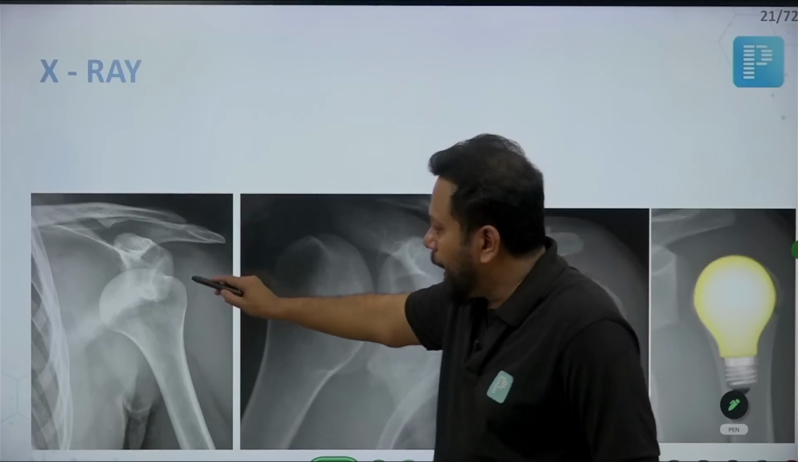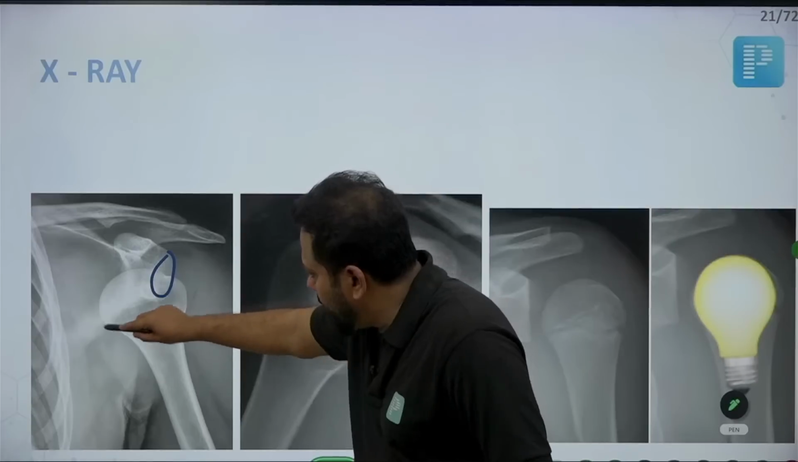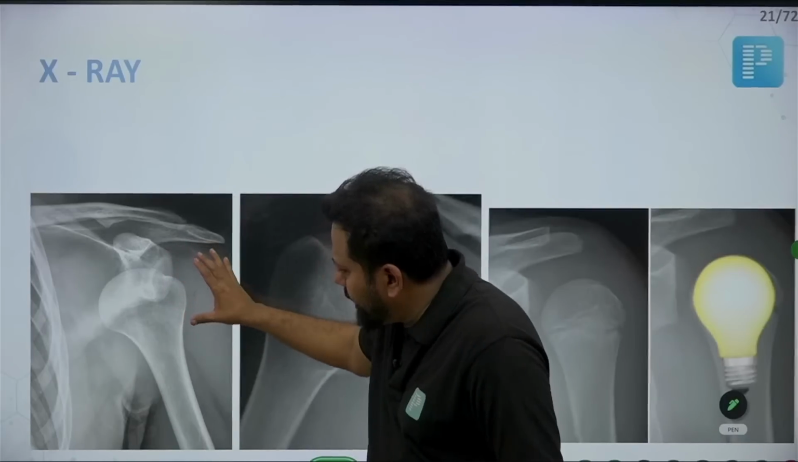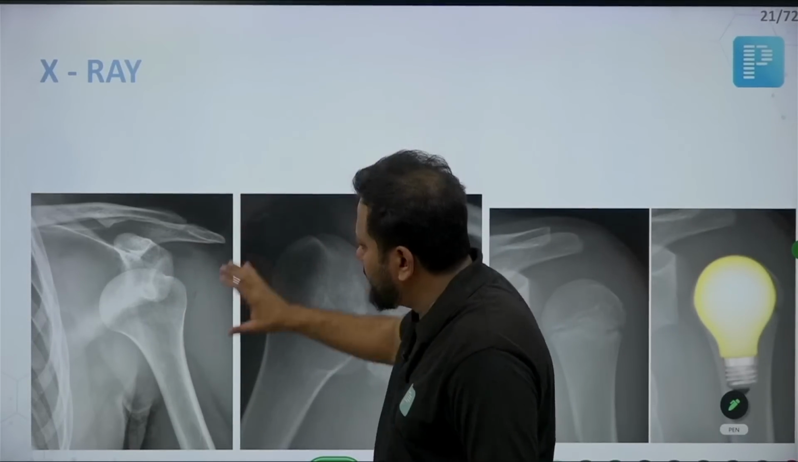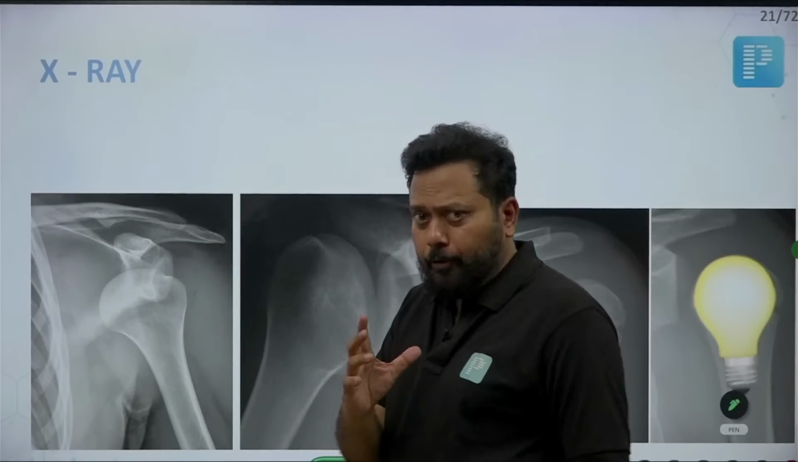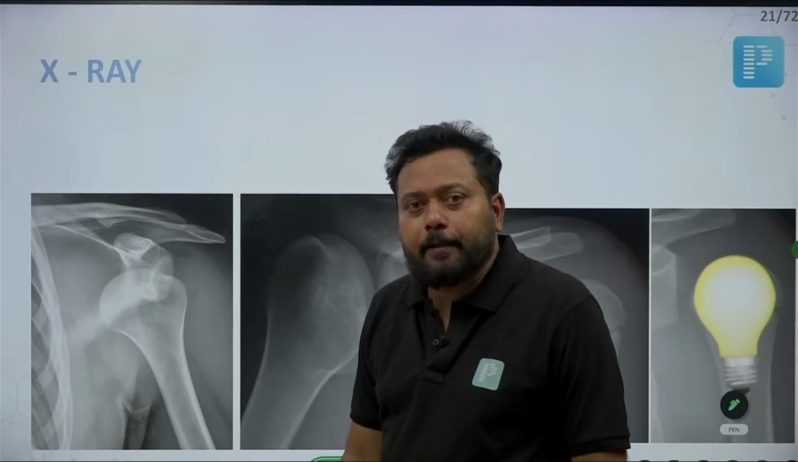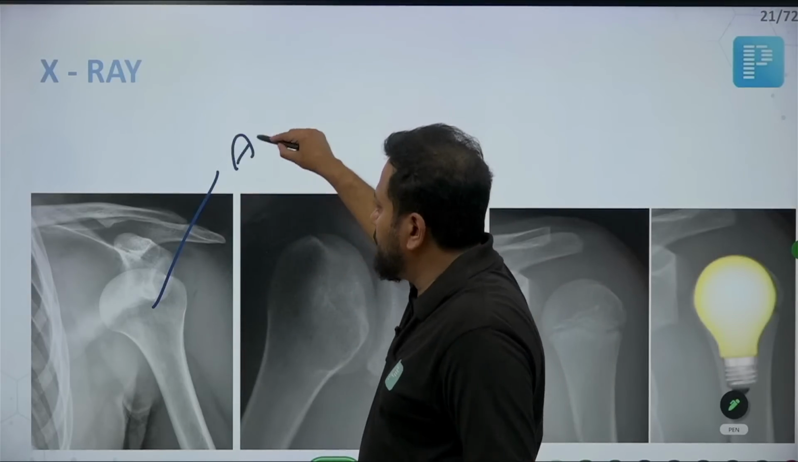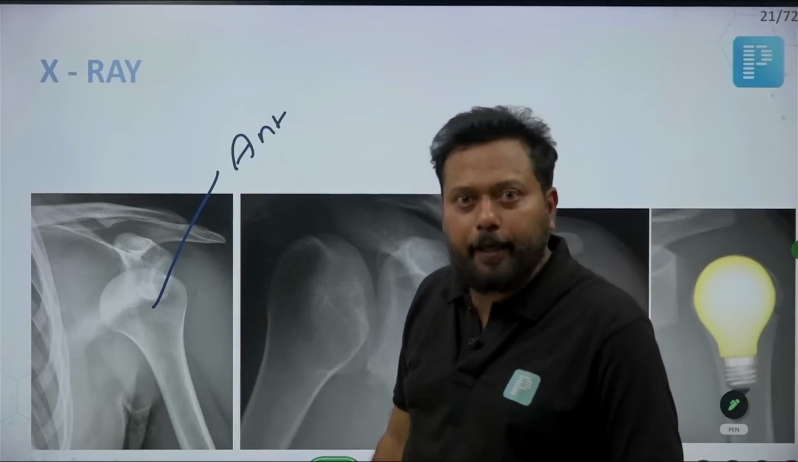In this X-ray, I am able to see the glenoid cavity and the head of humerus. When you carefully see, the glenoid is not very clearly seen. The head of humerus overlaps, superimposes on the glenoid. So the head of humerus is lying in front of the glenoid. This is called anterior shoulder dislocation, the most common type of shoulder dislocation.